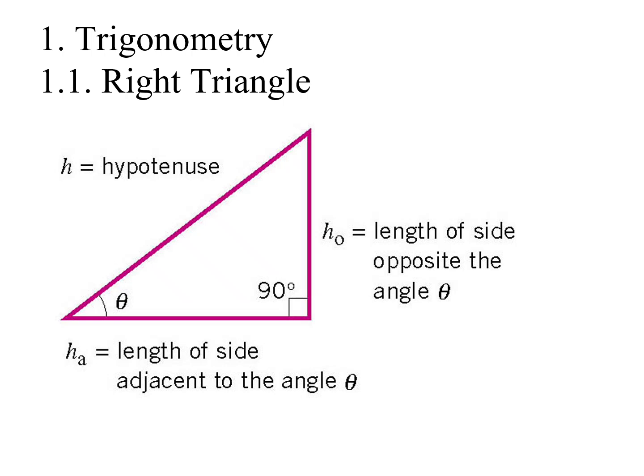This slide shows the basic right triangle we will use many times. The longest side is the hypotenuse labeled h. The side next to the angle theta is the adjacent side labeled HA. The side across from the angle is the opposite side labeled HO. When we break a vector into components, these sides will represent the horizontal and vertical parts of the vector.